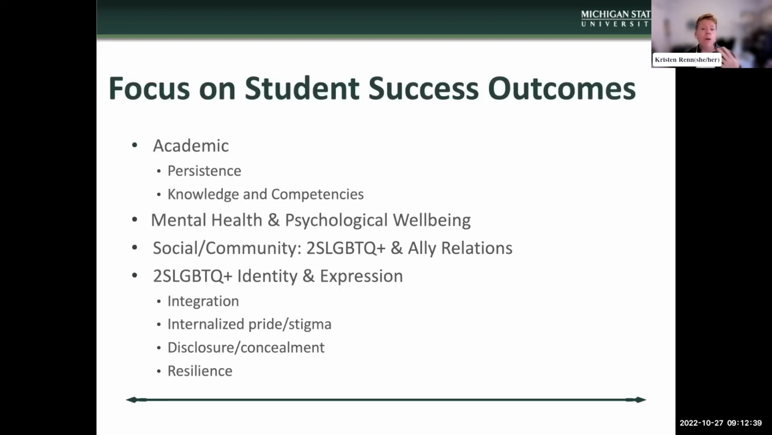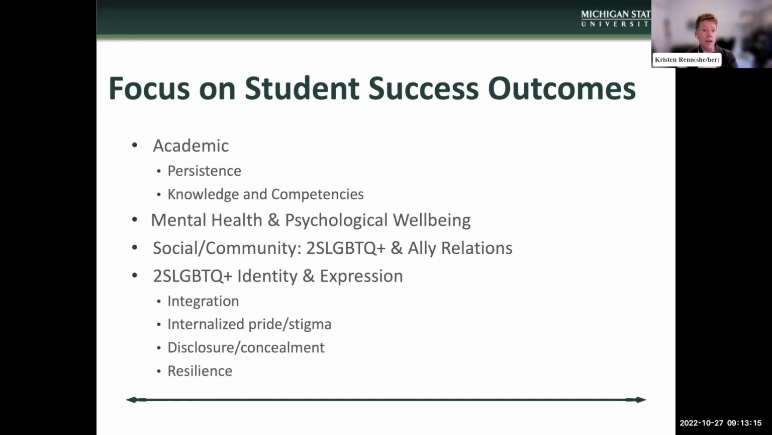All right, so we were focused on student success outcomes in general. We were focused on academic outcomes, their persistence, their knowledge, their competencies. Definitely, we were focused on mental health and psychological well-being. How are they doing? We focused on social and community, so the 2SLGBTQ plus and their ally relations. How were students doing in community? And then we looked at identity expression. To what extent were these identities integrated, internalized pride or stigma, the extent to which they were out in different contexts, and their resilience as well. So those were some of our general student success outcomes there.